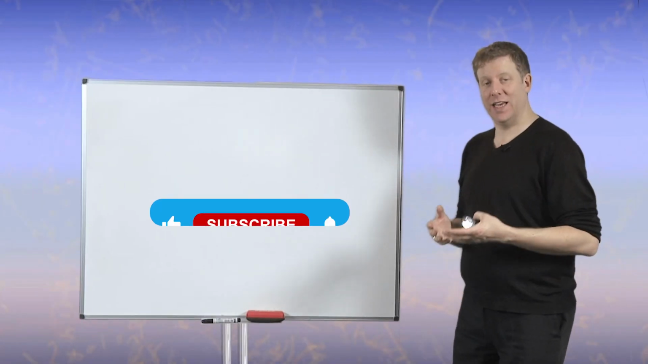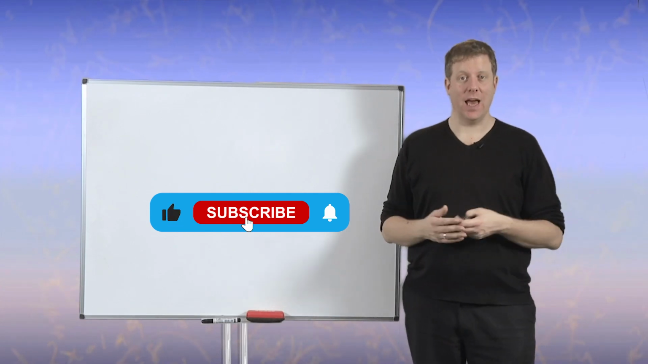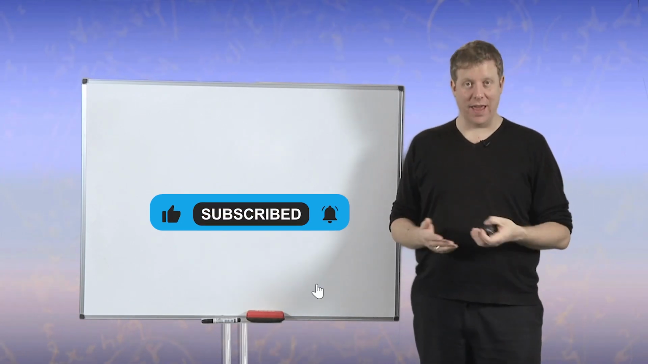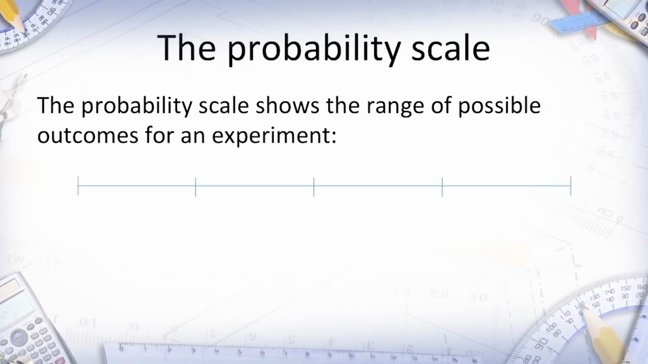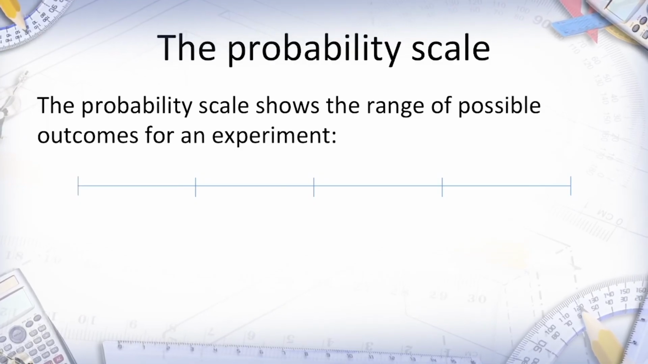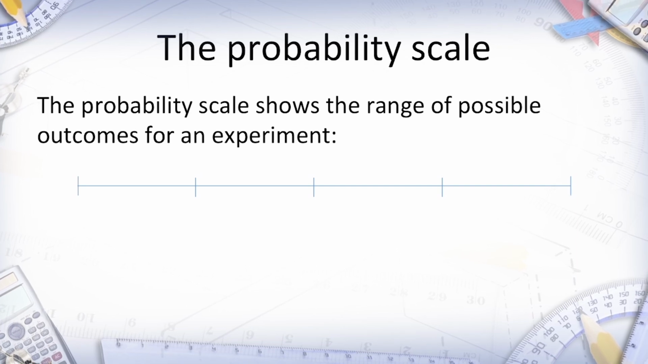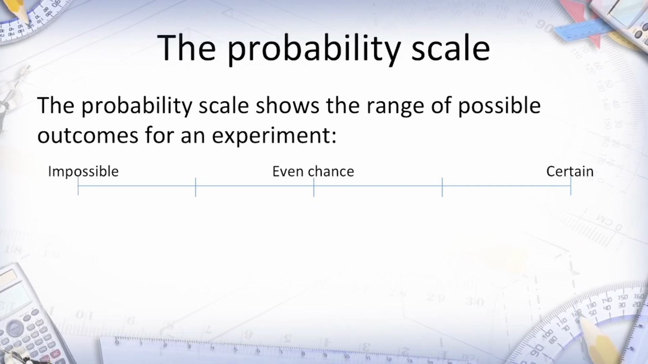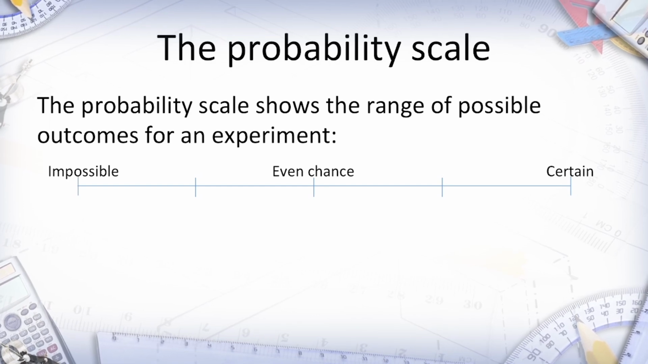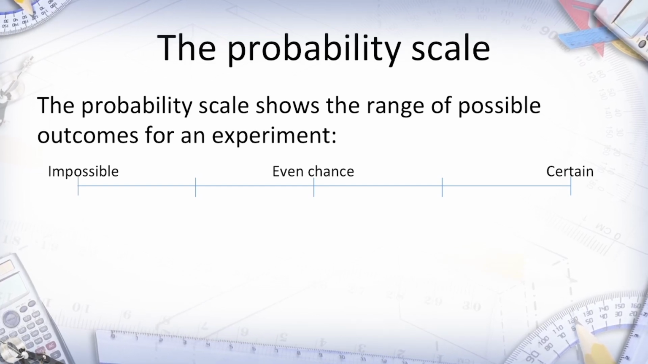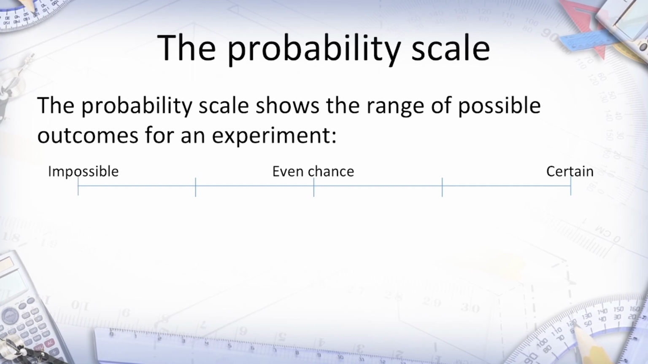Now the probability is quite simply the chance of something happening, and that something is called an event. And before we do anything else, I want to look at what the probability scale is and how we can use that to decide what probabilities are. The probability scale shows the range of possible outcomes for an experiment. The scale itself goes from impossible up to certain, and even chance is in the middle. This is for when we're using words to describe probabilities.